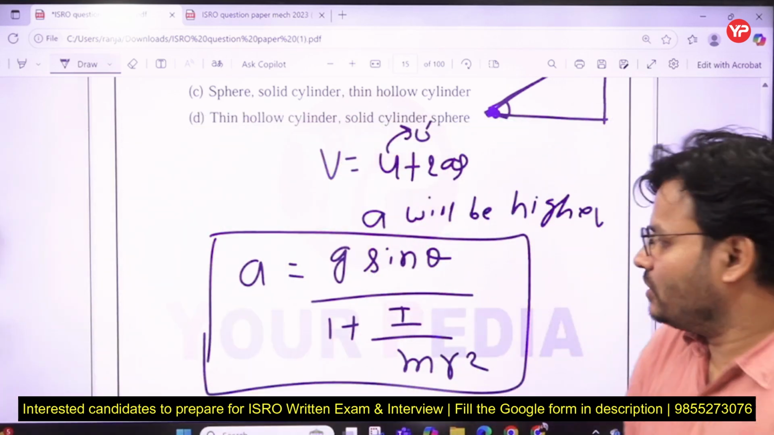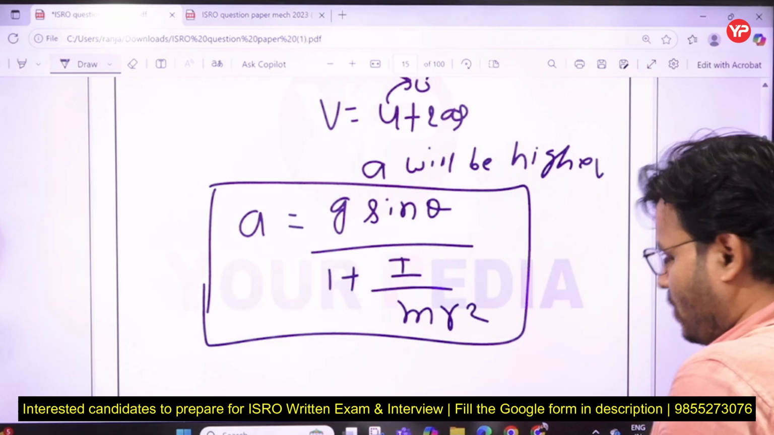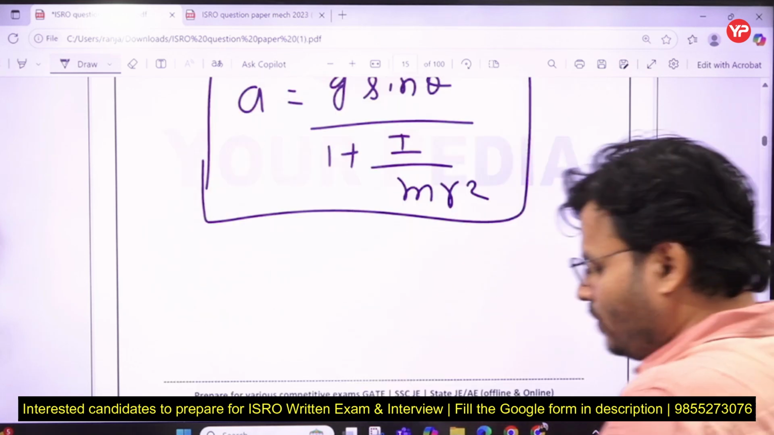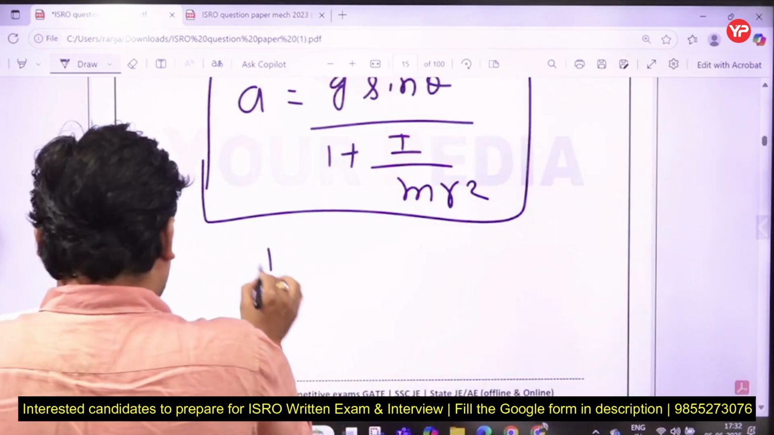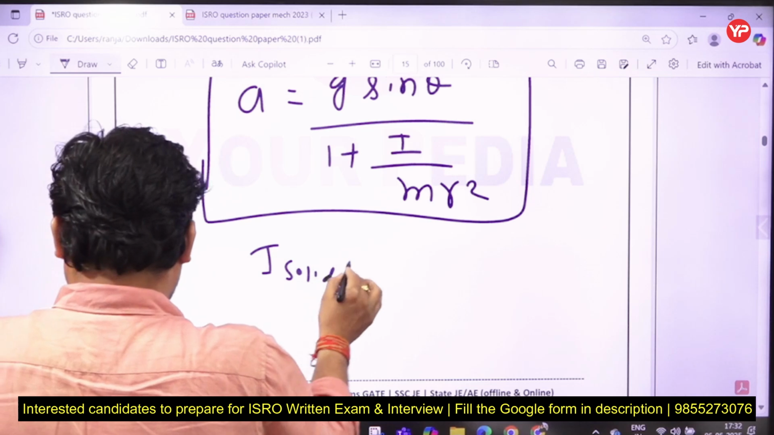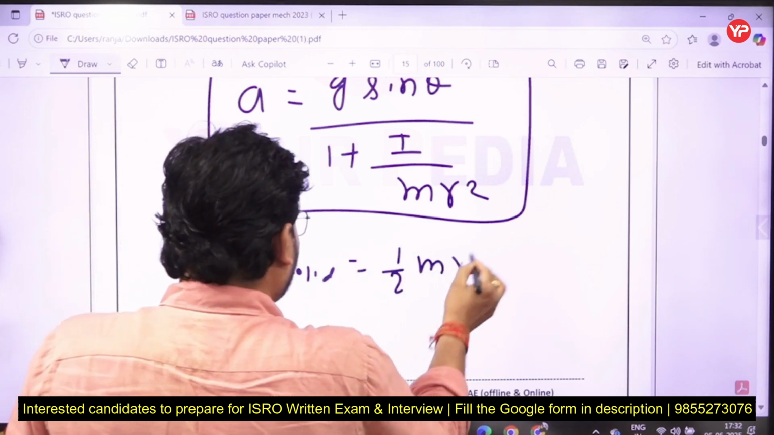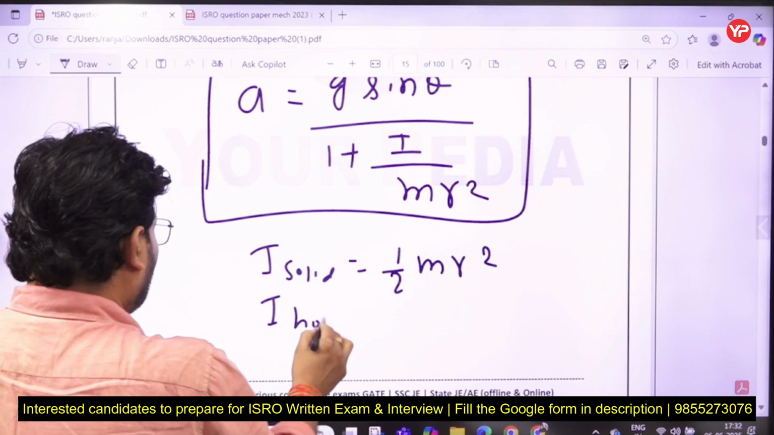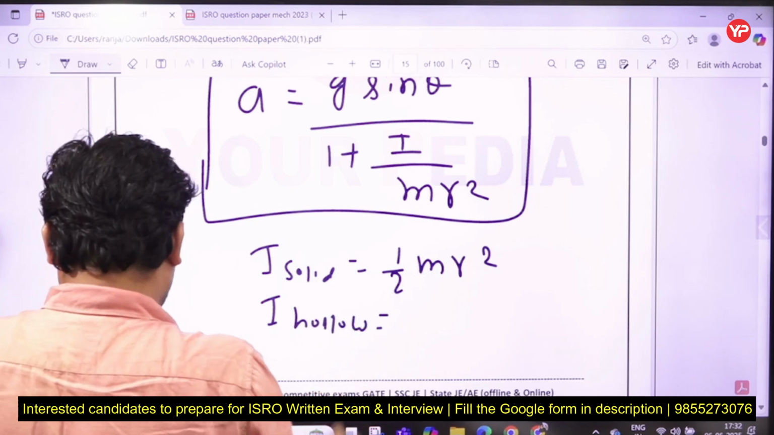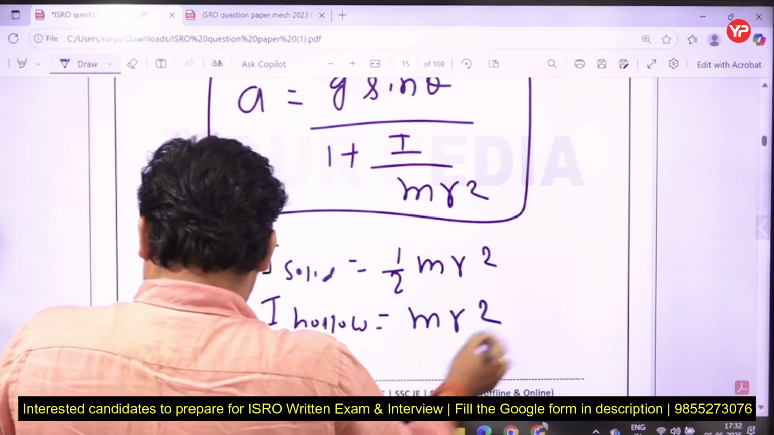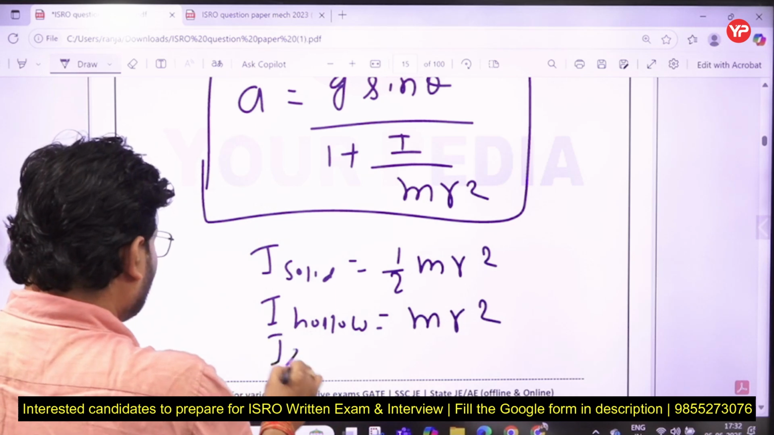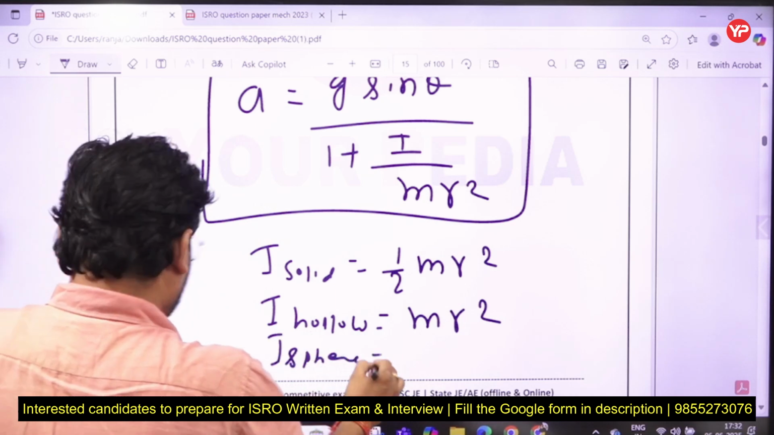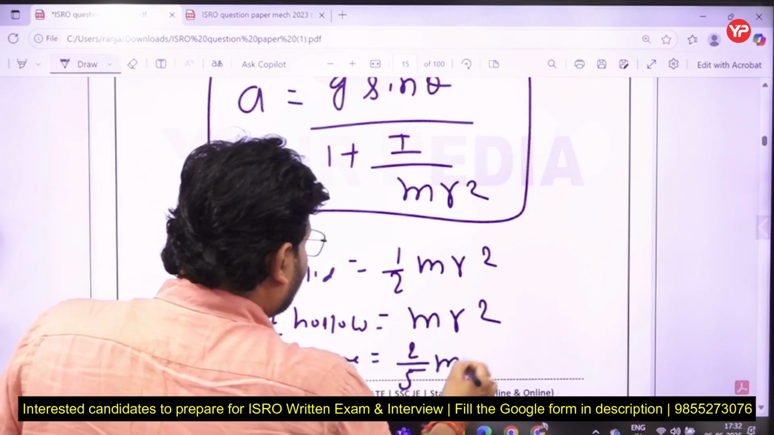Now my dear friends, what is I? Moment of inertia. So you know the moment of inertia for each. I for a solid cylinder is half m r squared. What will be I for a hollow cylinder? Does anybody know? m r squared. And what will be I for a sphere? Try to remember, it is 2 by 5 m r squared.